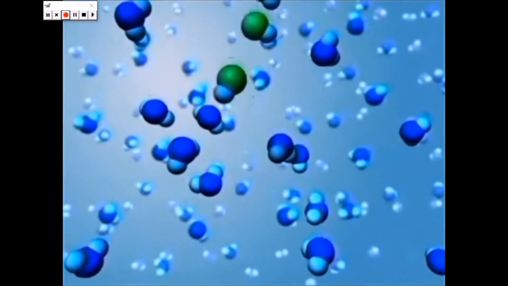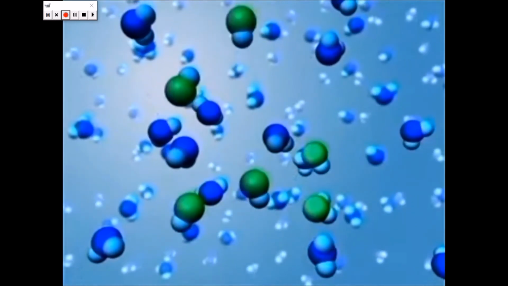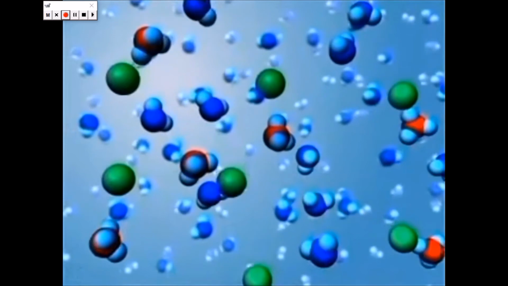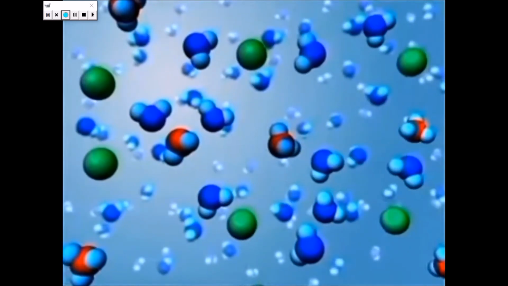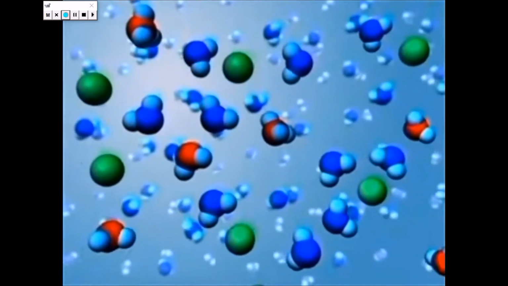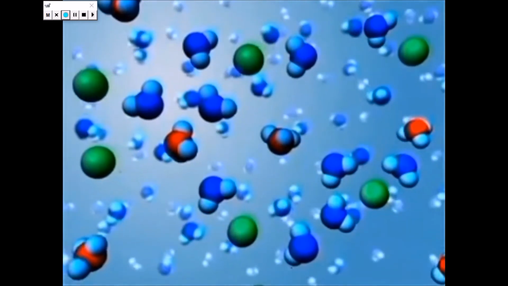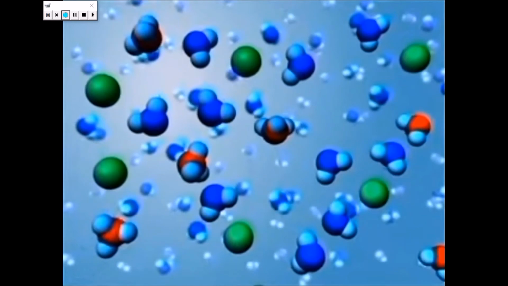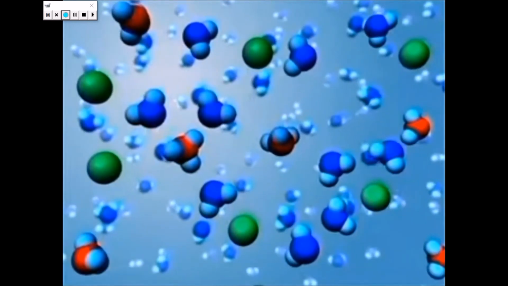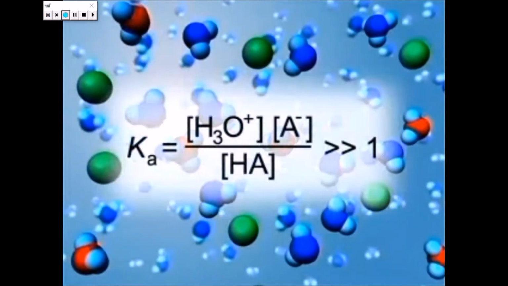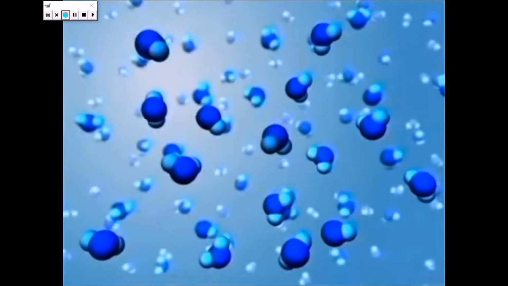Here, this is a visualization animation of a strong acid. You'll see as that gets dumped in, almost instantly all of that becomes the anion with H3O+, and there's no acid particles floating around there. Water becomes the acid, the hydronium ion. When we're looking here, Ka is greater than 1, so products are favored.